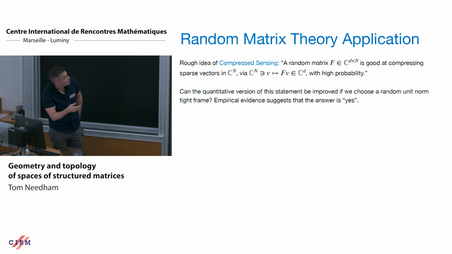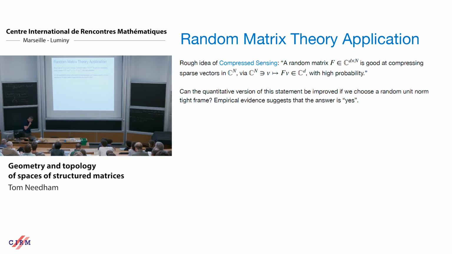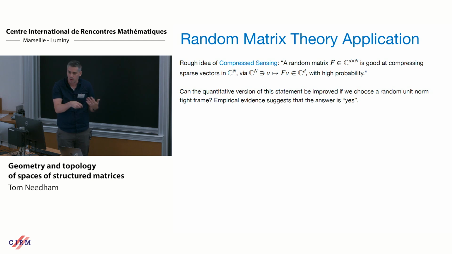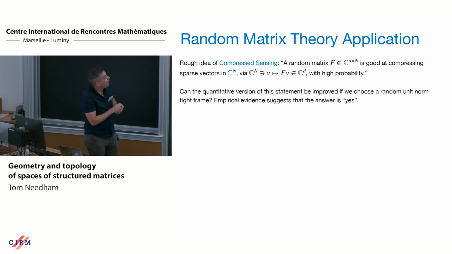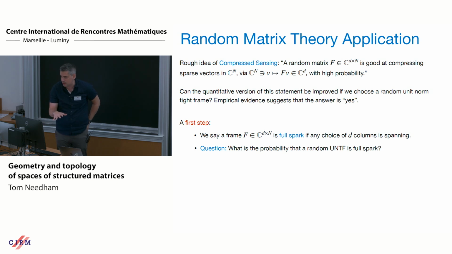So the real theorems in compressed sensing give quantitative bounds on how likely you are to be good at compressing. So the question we were thinking about is, can you improve the quantitative version of the compressed sensing theorems if instead of choosing a general random matrix, I choose a random frame, or random unit norm type frame? There was evidence in the literature to suggest that the answer is yes, so people have studied this empirically, but there are no proofs. We don't prove this, we prove a very baby version of this.